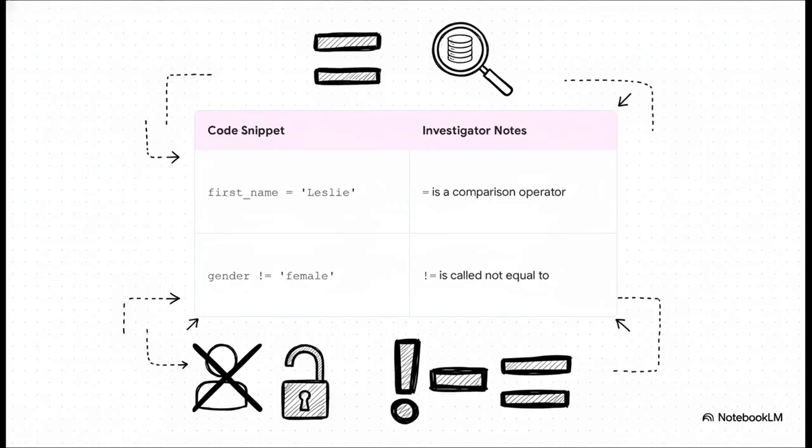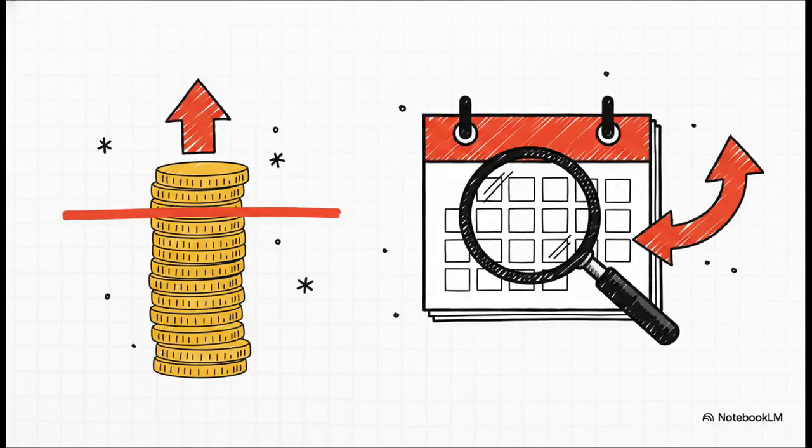uses that not equal to operator, which gives us this awesome power of elimination. And this doesn't just apply to text. We can easily look up numerical thresholds using greater than or less than operators. So, for example, finding anyone with a salary greater than $50,000, or even greater than or equal to $50,000 if we want to hit that exact 50,000 mark. And it works beautifully on dates, too. Just look at this. birth_date > '1985-01-01'. That instantly filters our dataset for anyone born after that specific date.